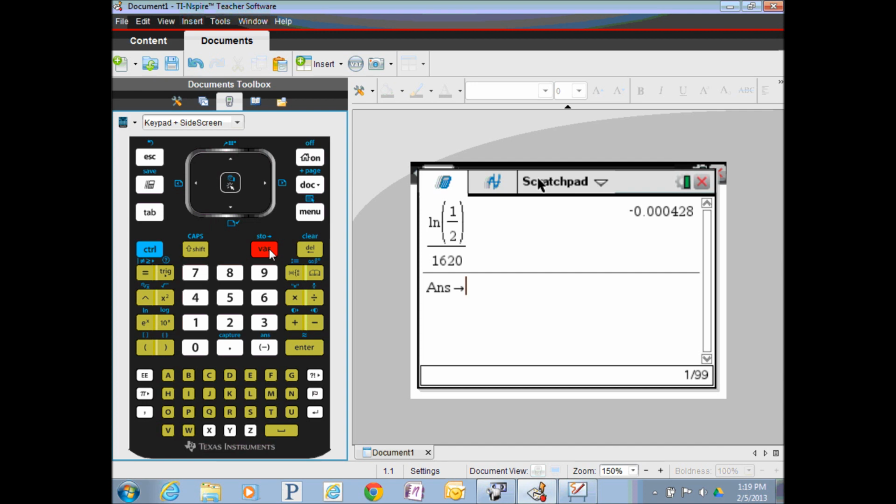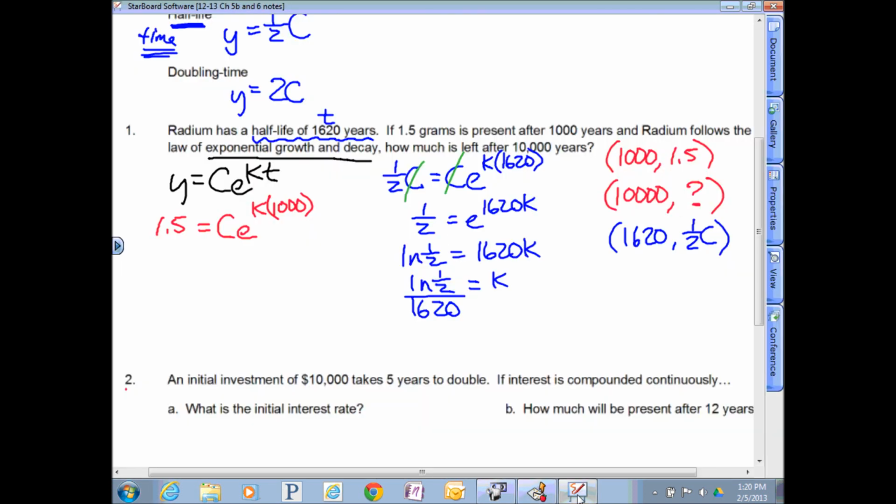I want to store that number. Well, what did I call it? I called it K, so let's store it as K. And when I hit enter, from now on, whenever I type in the letter K, I'm going to get that number back because I have it stored. What I like to do to remind myself is put a little circle around the letter itself, so I remember that the K I need is going to be very helpful.